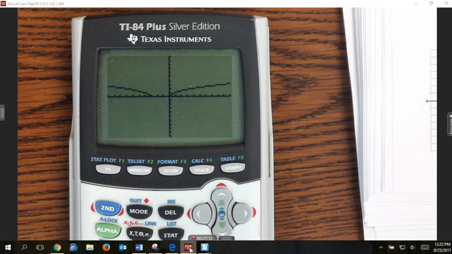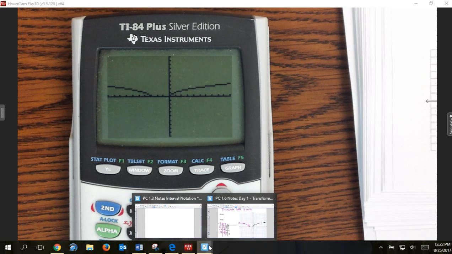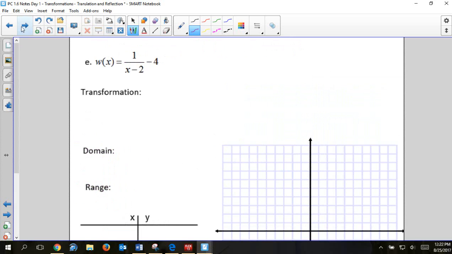So there is a second page, but we'll do that later. All right, almost done. We're so close. Oh, we're at domain and range.